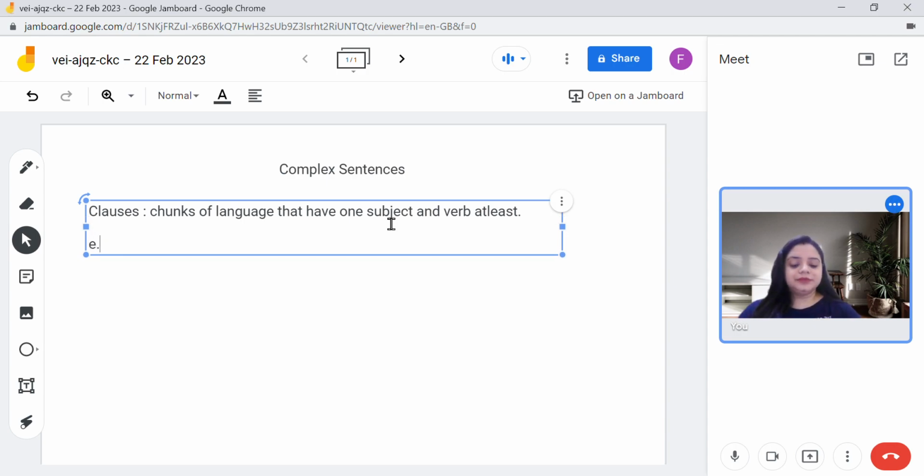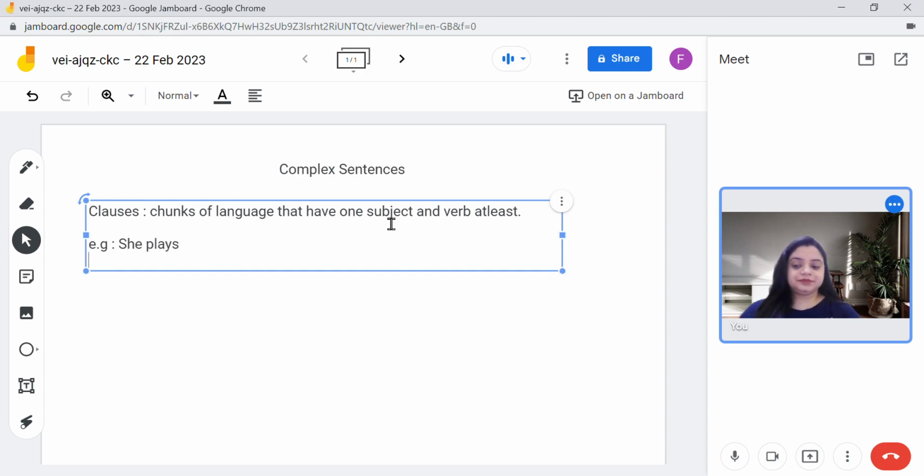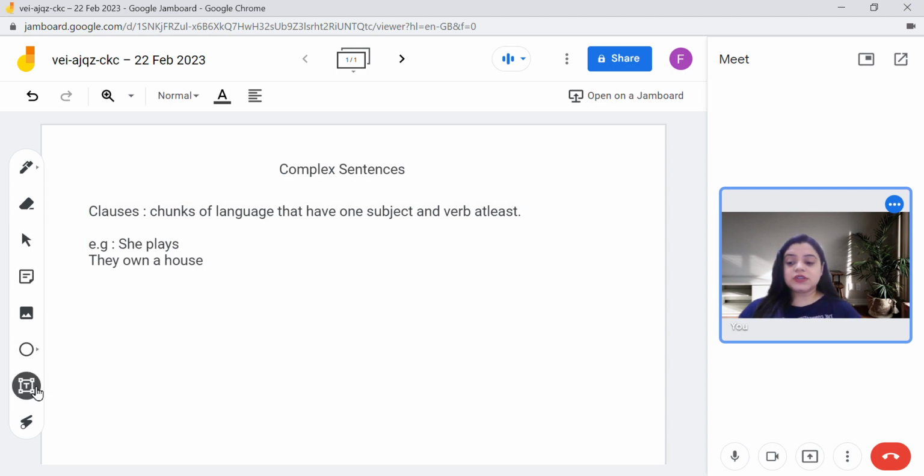For example, she plays. They own a house. If you pay attention to these two sentences, in the first, she is the subject and plays is the verb, so it meets the criteria of a clause, which is one subject and one verb at least. In the second sentence, they is the subject and own is the verb. So this is a clause. I think it's pretty easy to understand.